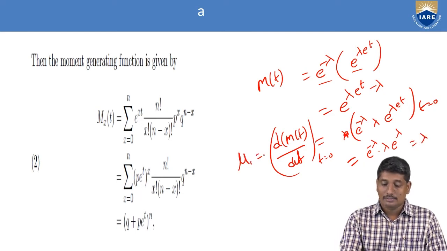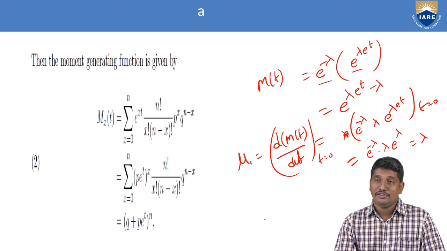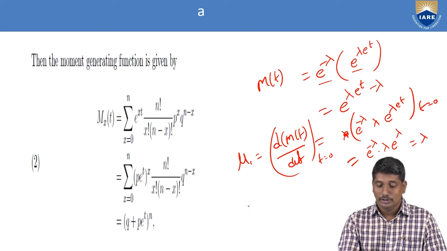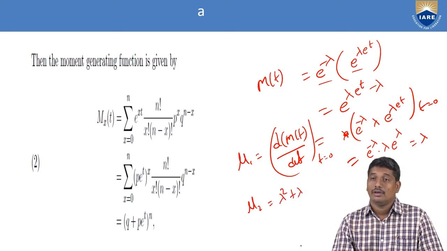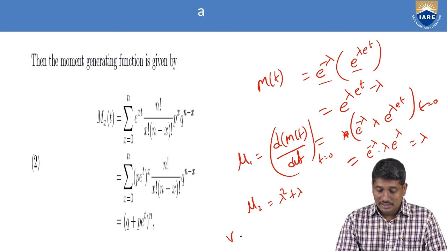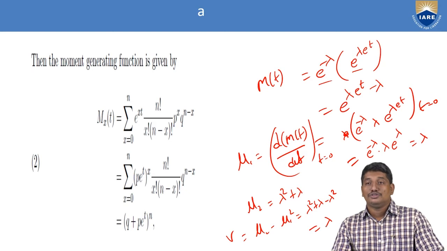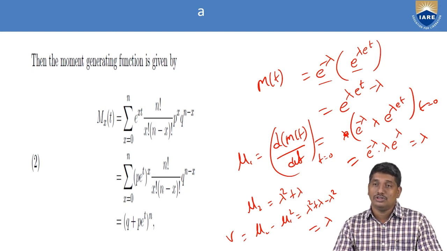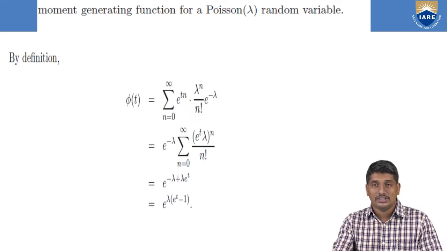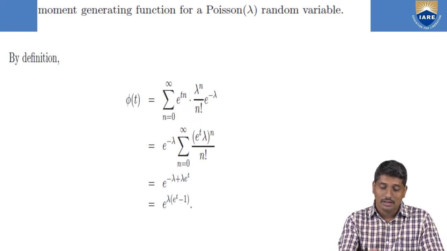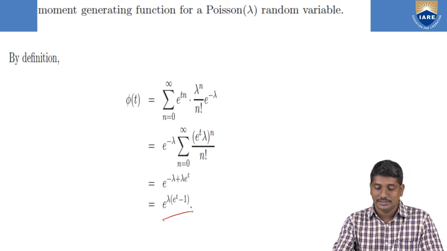So mu1 is lambda. In a similar way, by differentiating it two times and substituting t is equal to 0, we'll get mu2 is equal to lambda square plus lambda. And variance will be given by mu2 minus mu1 square, that is lambda square plus lambda minus lambda square, which is equal to lambda. So we have seen that the mean and variance both coincide in case of Poisson distribution, nothing but lambda, with the help of moments and the moment generating function. This is the derivation of the moment generating function of Poisson distribution.